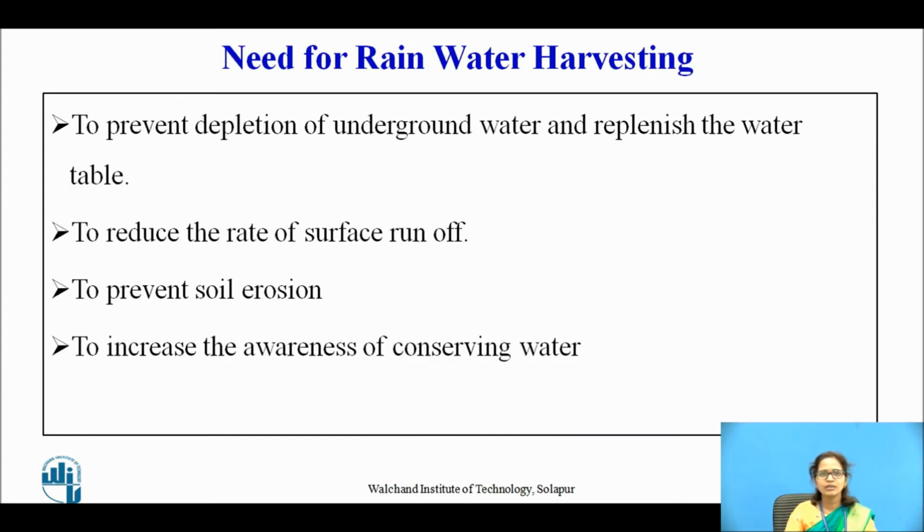So the need for rainwater harvesting: it prevents soil erosion, it prevents the depletion of the underground water and replenishes the water table, increases the awareness of conserving water, and reduces the rate of surface runoff. So it preserves water which can be utilized during the non-rainfall periods, so that there can be a sustainable life for all the human beings and the animals, as water is a very essential factor for all living things.